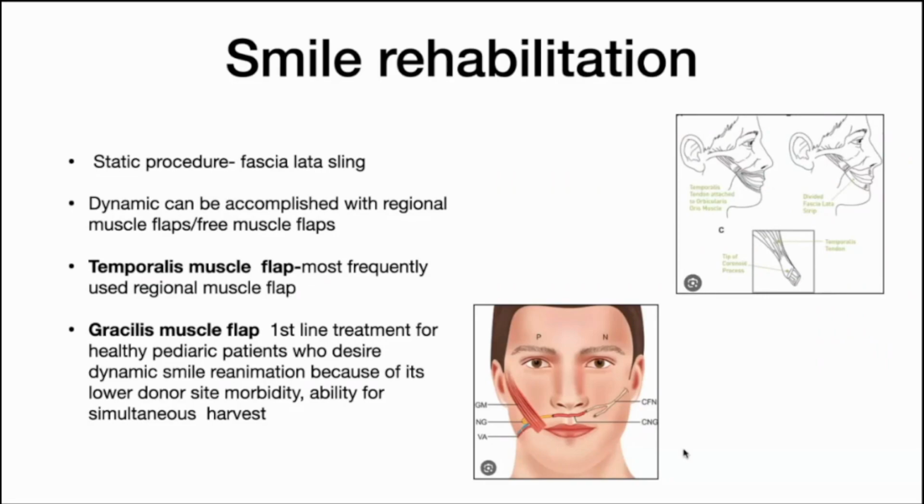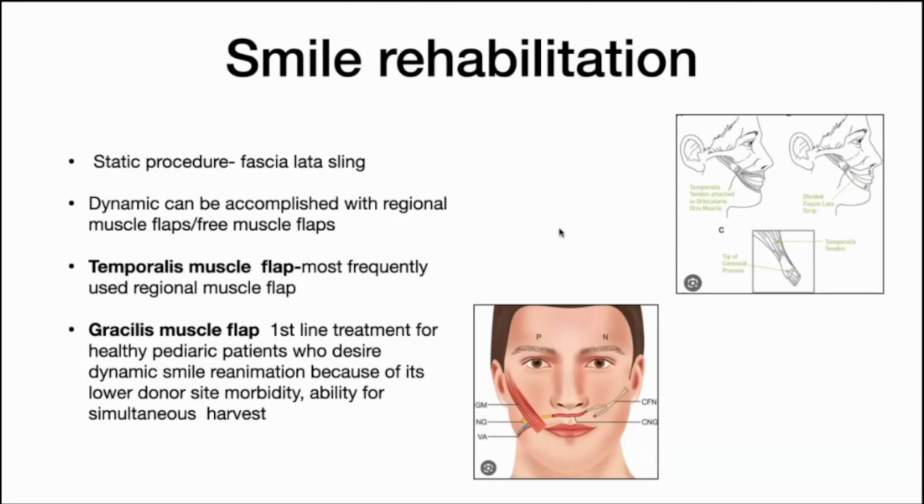Smile rehabilitation. For a static procedure, you can just use a fascia lata sling. It will just elevate it, but there will be no voluntary or emotional smile. So dynamic rehabilitation can be accomplished with regional muscle flaps or free muscle flaps.